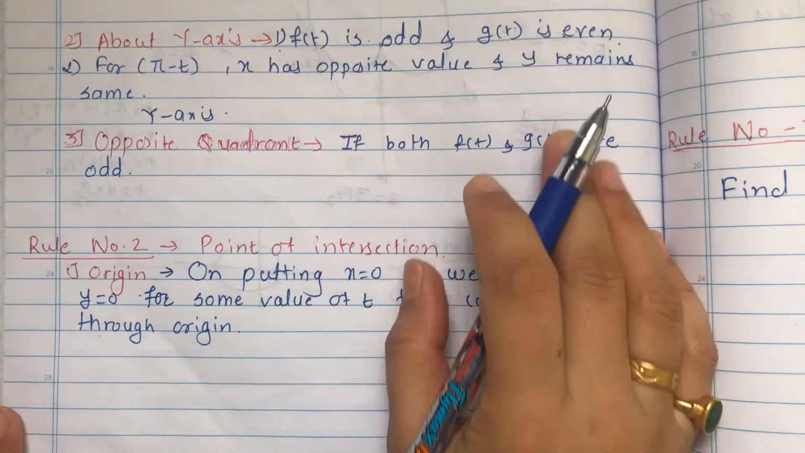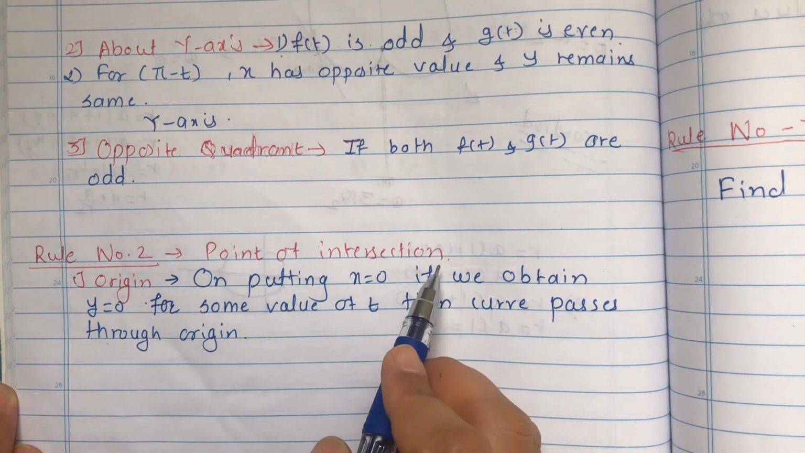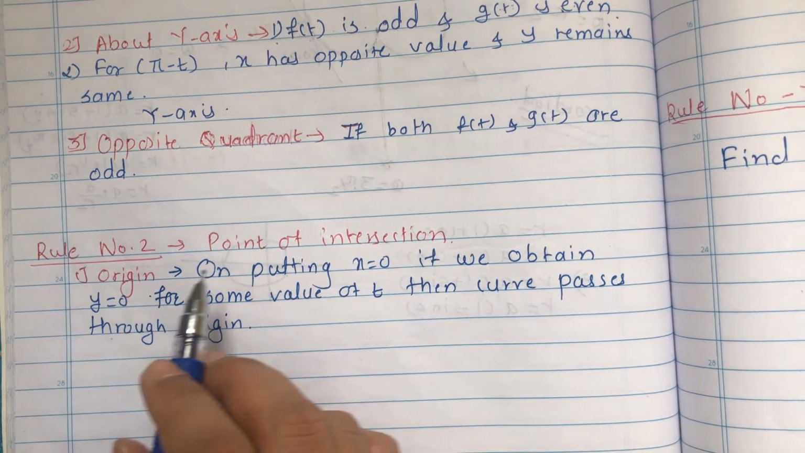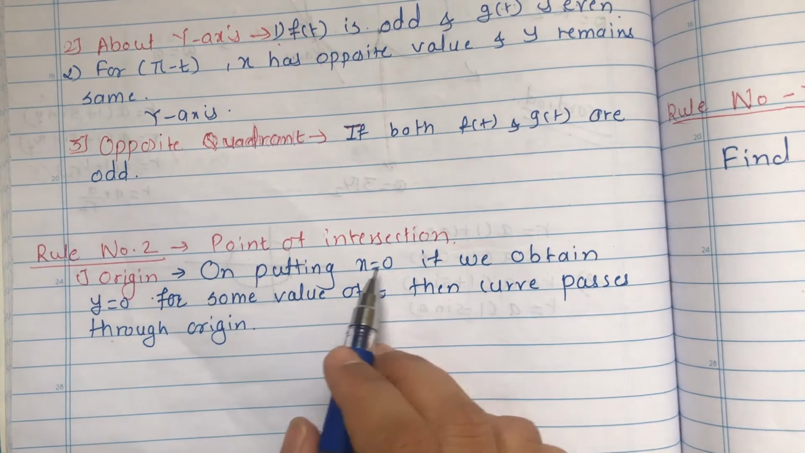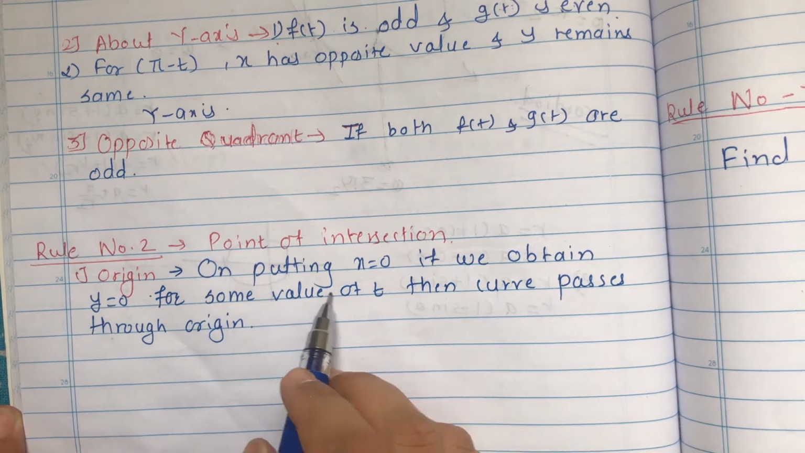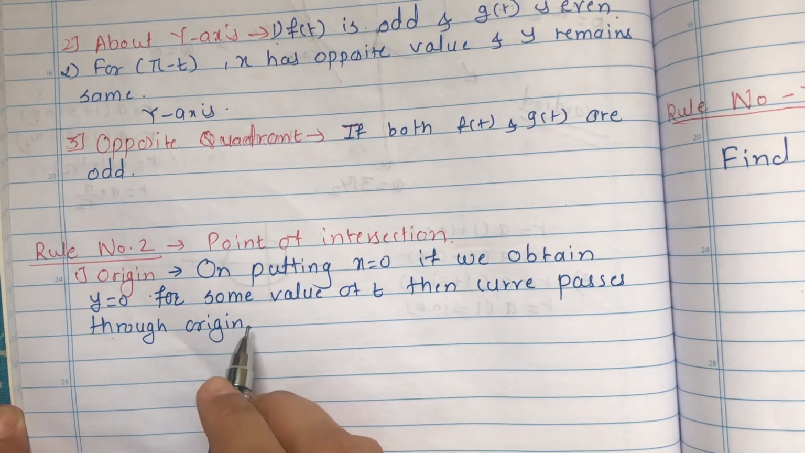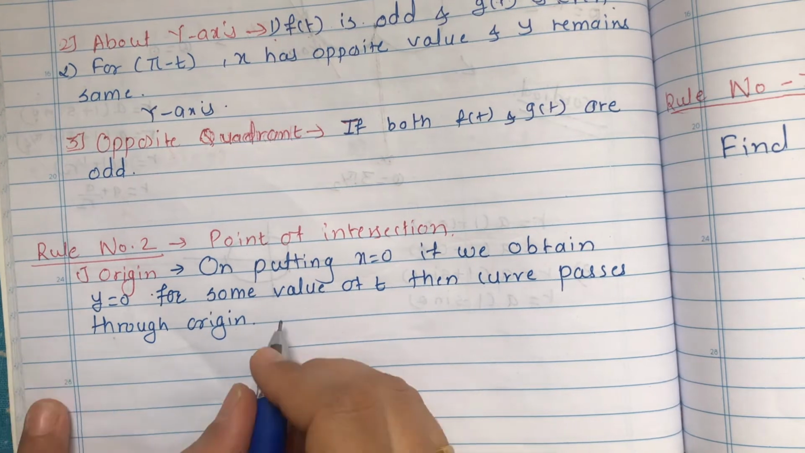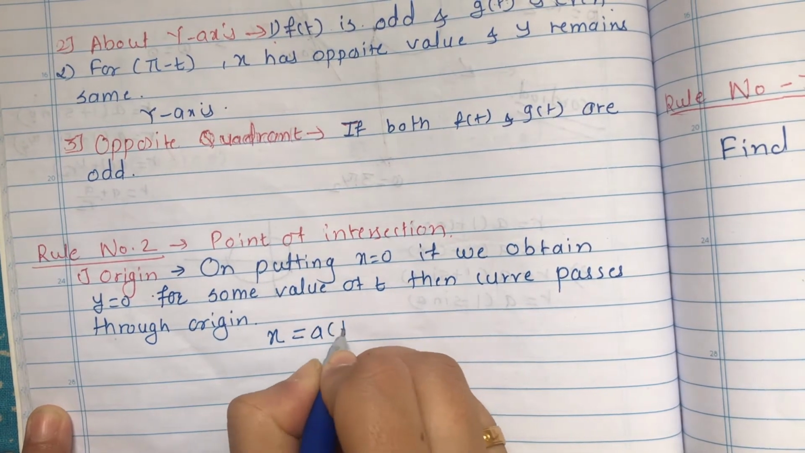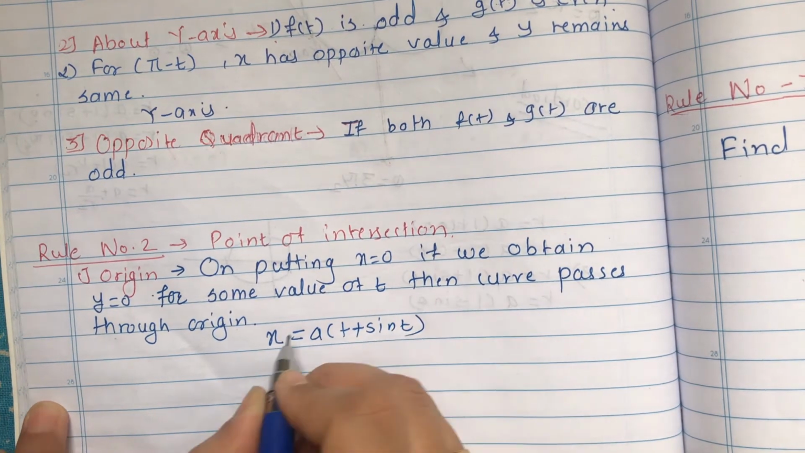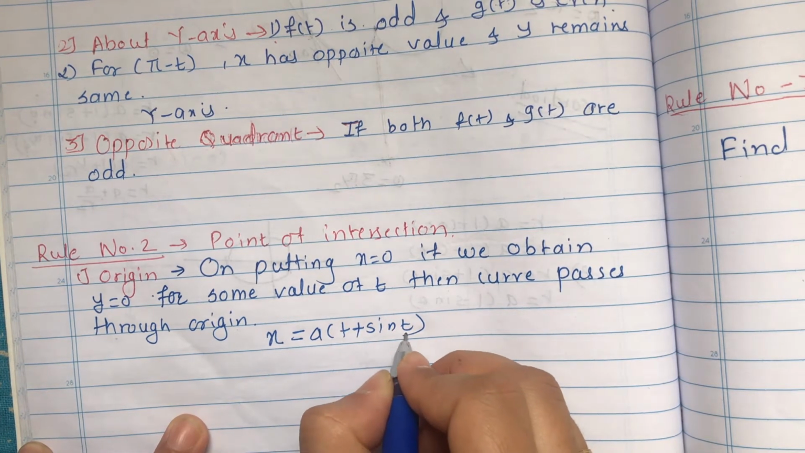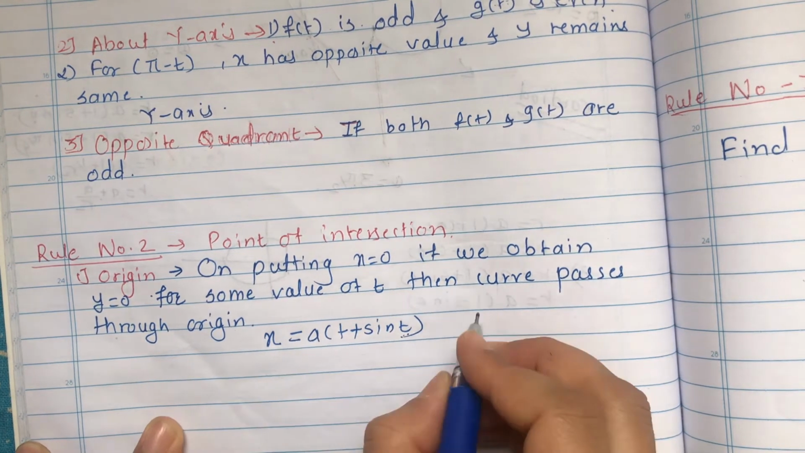Next, rule number 2, point of intersection. First we will check whether the curve passes through the origin or not. For that, the condition is: on putting x = 0, if we obtain y = 0 for some value of t, then the curve passes through the origin. The relation is x = a(t + sin t). Now we have to find for which values of t, x is equal to 0.